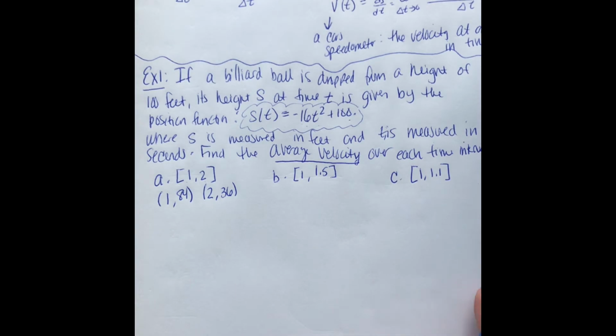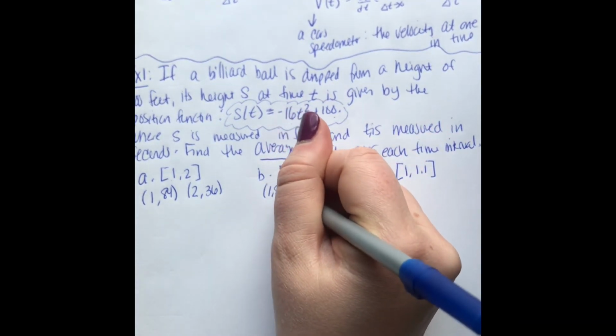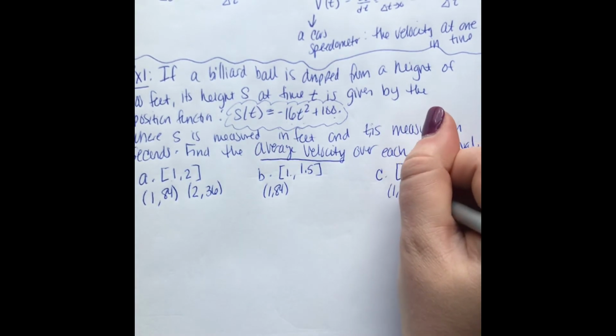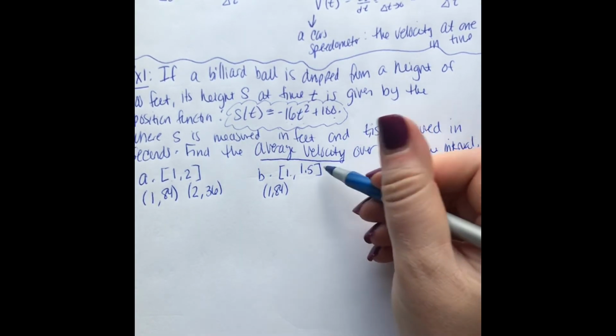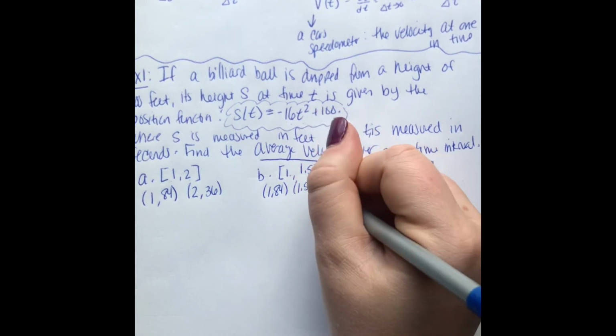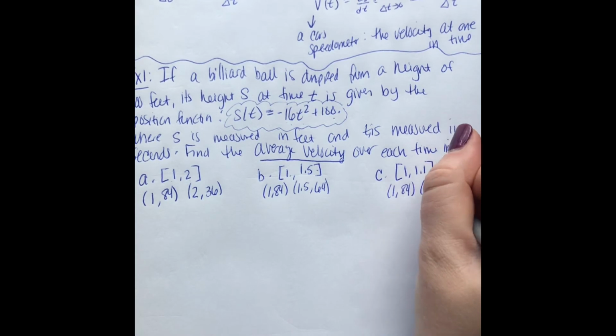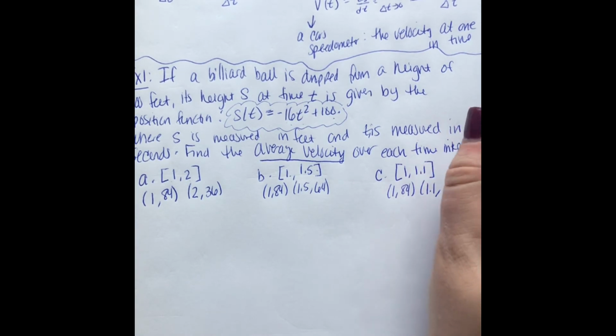I'm going to go through and find the coordinate points for all of them. We already know 1, 84. So I'm going to write it for both B and C. When we plug 1.5 in, you're going to get 64. And when you plug in 1.1, you're going to get 80.64.